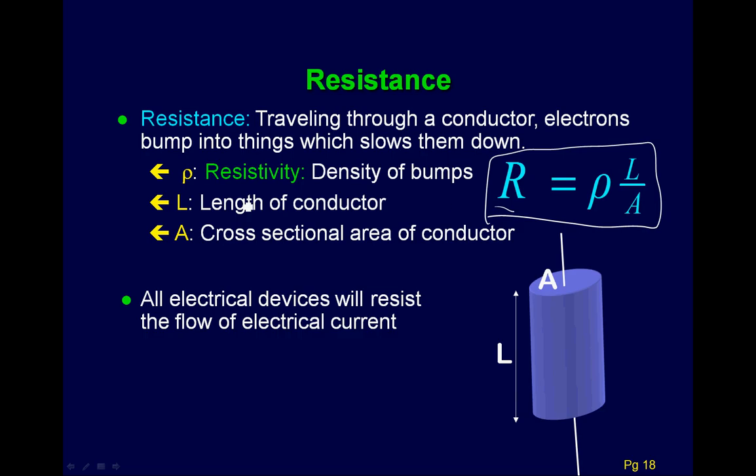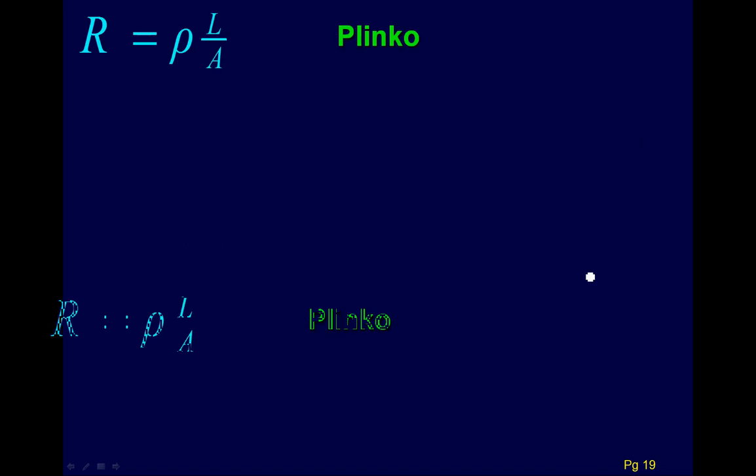There's the resistivity, which depends on the material and is basically how many of those proton bumps the electrons got to get through. Then there's the length of our stuff, and then the cross-sectional area. And here's a little picture. So length and then cross-sectional area would be right here. And we can talk about this a little bit conceptually in terms of our Plinko board.